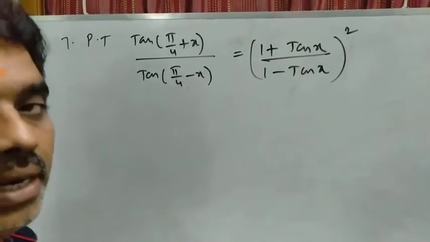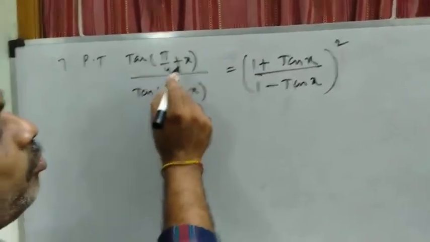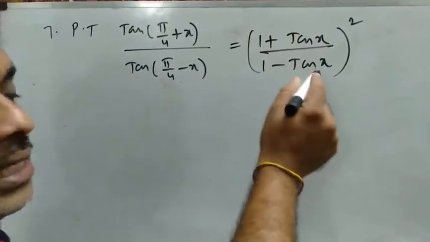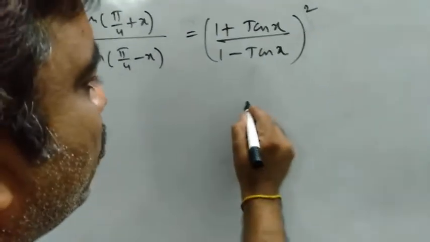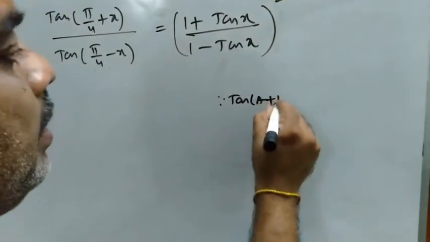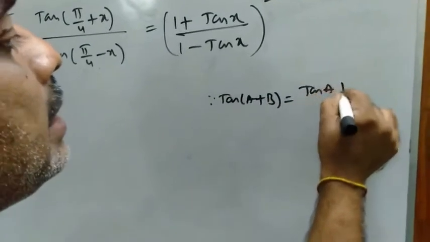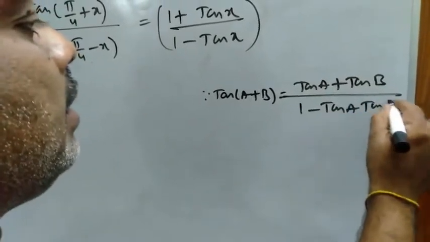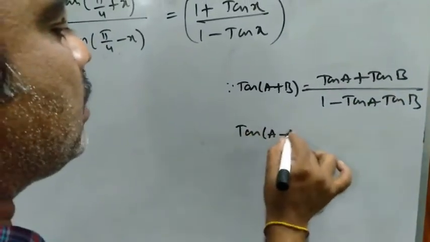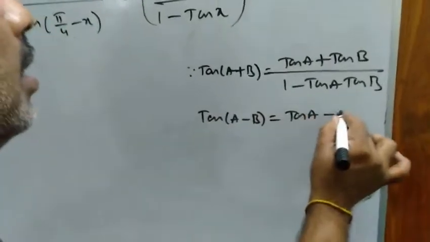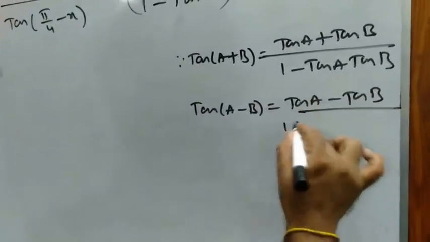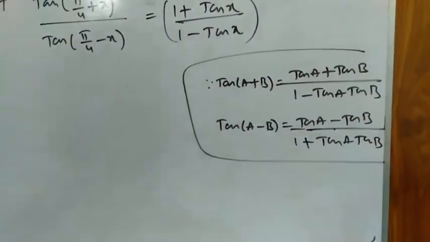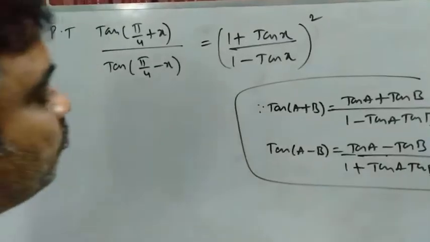So problem number 7. Prove that tan pi by 4 plus x by tan pi by 4 minus x is equal to 1 plus tan x by 1 minus tan x whole square. So before that I will give the formula. What is tan A plus B? Tan A plus tan B by 1 minus tan A tan B. Similarly, tan A minus B, that is tan A minus tan B by 1 plus tan A tan B. So these two are the formulas which we are going to use in this problem.